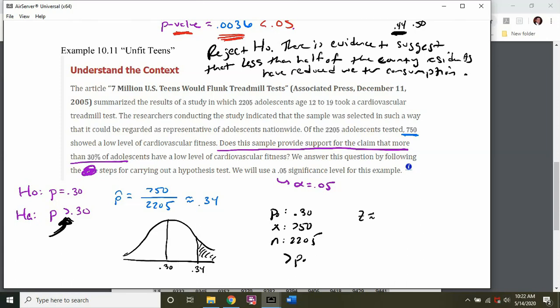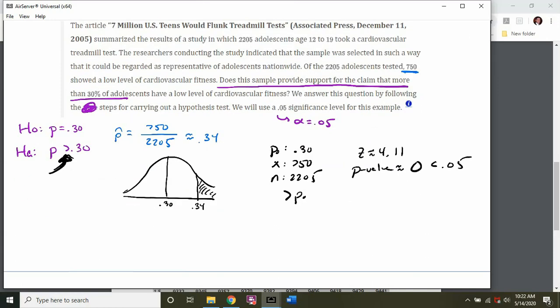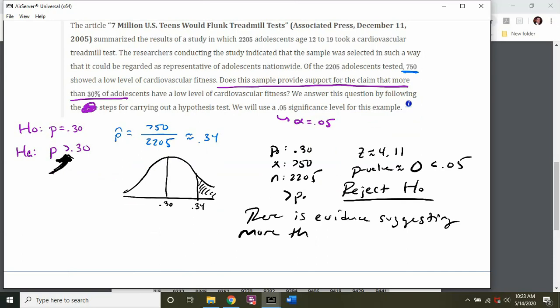I'm getting a z-score of about 4.11. Again, very, very high, with an associated p-value of basically 0. I see that scientific notation, 1.956 E -5. So that's 0. And you know what? That's certainly less than 5%, our significance level. So we are going to reject the null hypothesis. In favor of the alternative, there is evidence suggesting more than 30% of teens are unfit.